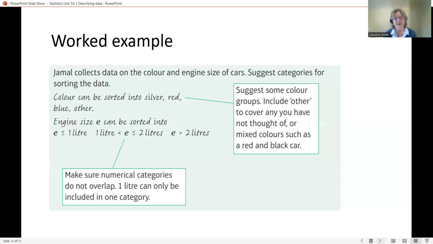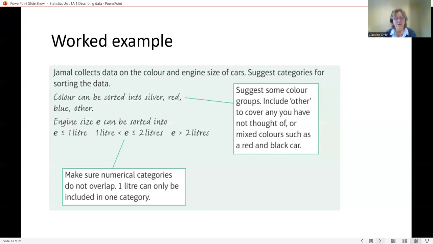Depending on what you're planning to do with the data, you may choose categories slightly differently. Engine size, E, can be sorted into E is less than or equal to 1 litre, 1 litre is less than E, which is less than or equal to 2 litres, or E is greater than 2 litres. So you need to make sure that numerical categories do not overlap. 1 litre can only be included in one category.